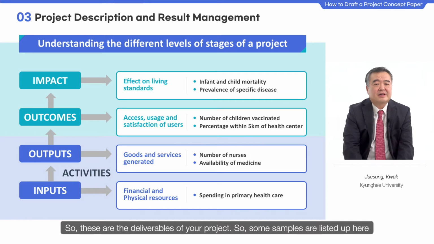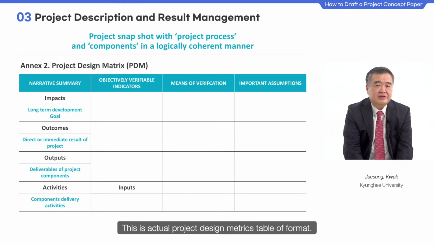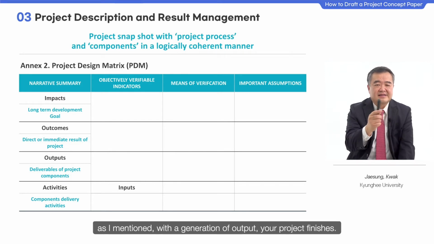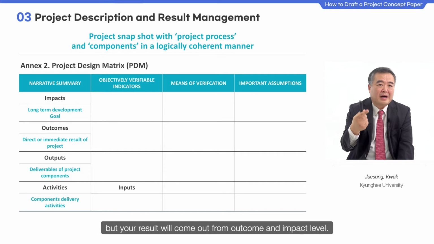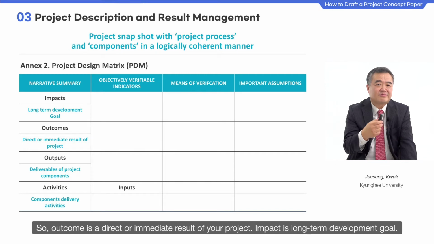Some samples are listed up here from the healthcare sector, just for your reference. Let me go deeper here. This is the actual project design matrix table or format. Its most simplified version is 4x4. It starts from input, activities and outputs. As I mentioned, with the generation of output, your project finishes. So the red line is the end line of your project, but your result will come out from outcome and impact level. Outcome is a direct or immediate result of a project. Impact is the long-term development goal.